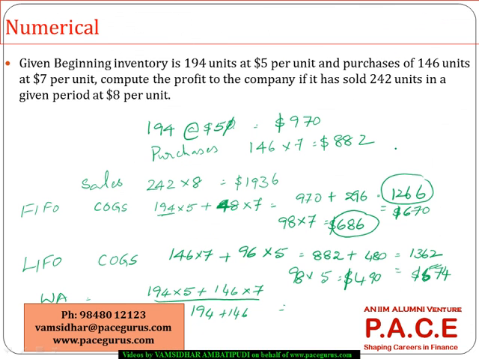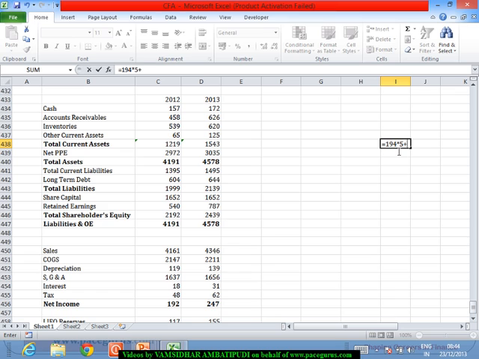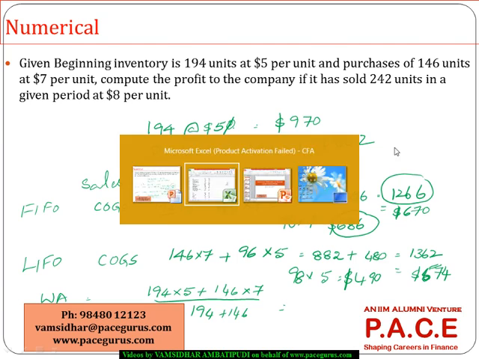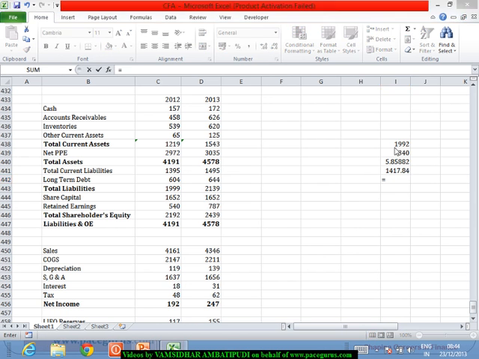194 into 5 plus 146 into 7. That is the cost, divided by 194 plus 146. So the cost per unit is coming out to around 5.85. So we have 242 units that are produced, which means the cost of goods sold is going to be 1417, and that is working out to the profit.